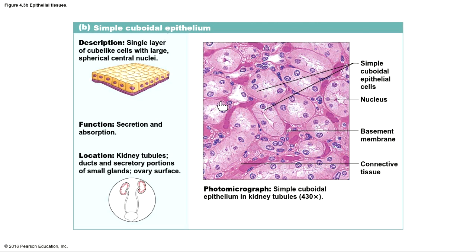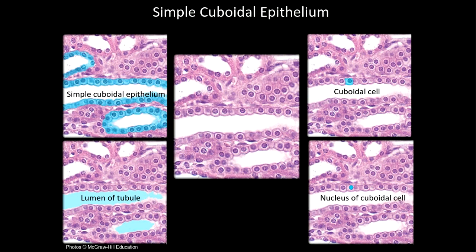Okay, another picture here of simple cuboidal. You can look at that. Again, I just want to give you a lot of pictures because there's so much variation on these tissues. Simple cuboidal, I have been showing you as perfectly round, right? That these cuboidal cells are going to line some kind of perfectly round lumen. But keep in mind, they may not be perfectly round.